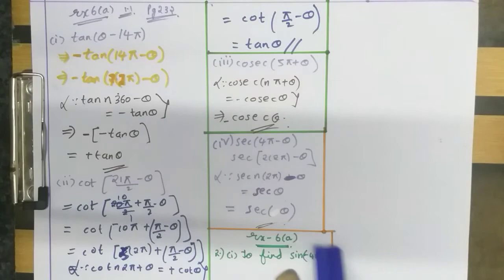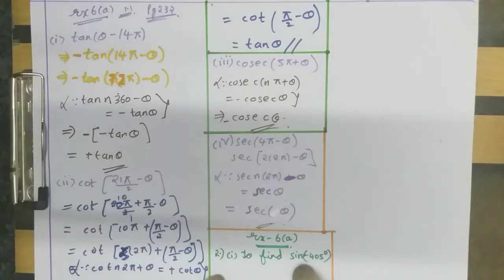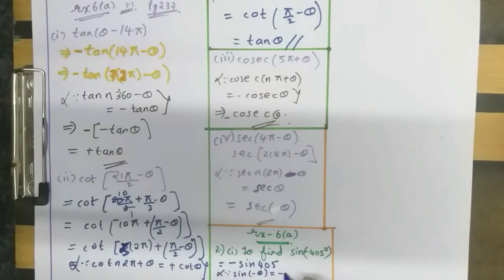So how to write this? We know that sine minus theta is minus sine theta. So we can write this sine minus 405 as minus sine 405 degrees. The formula is sine minus theta is minus sine theta.